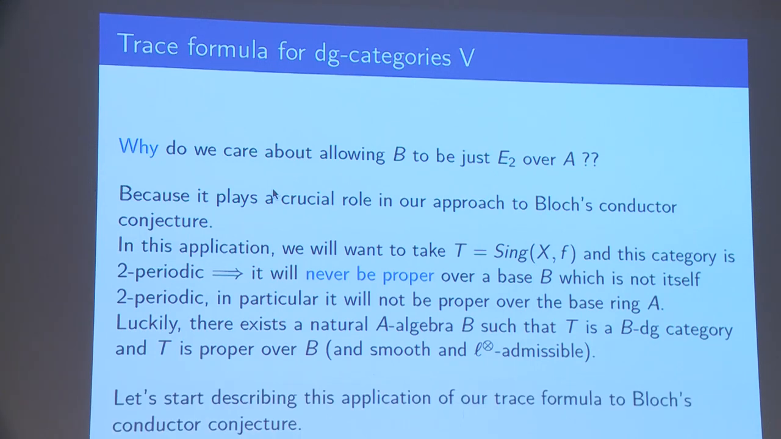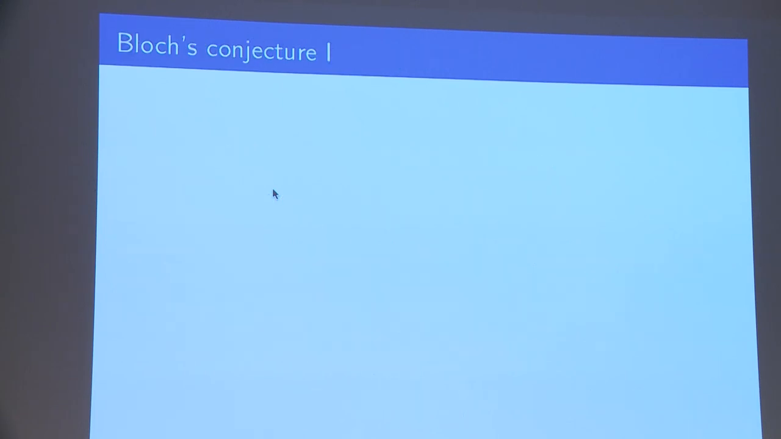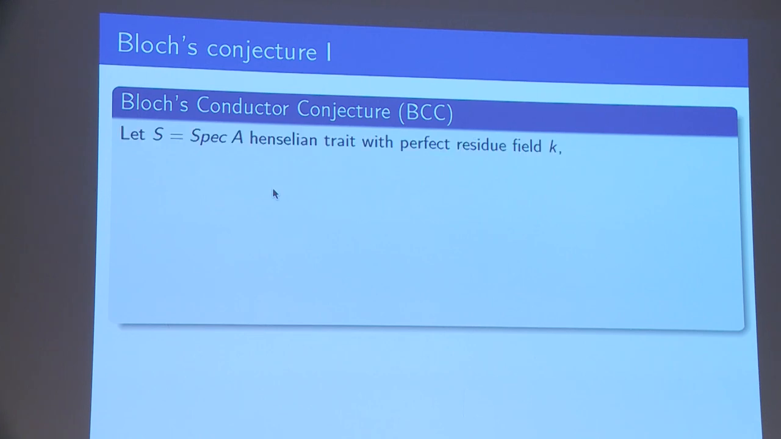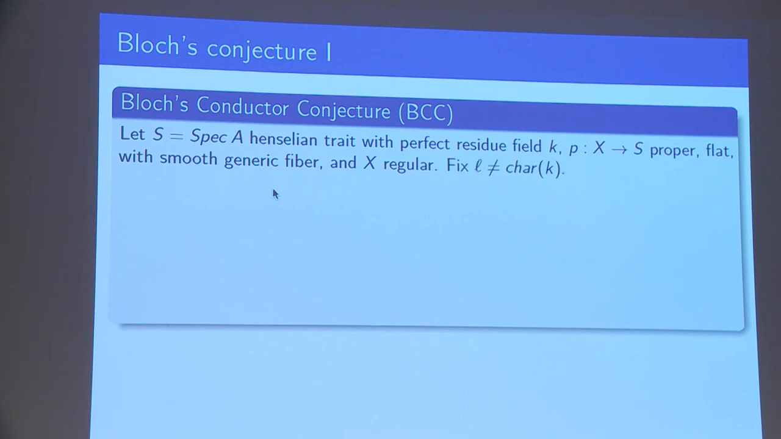So I want to describe the application to Bloch's conductor conjecture. So let me state the conjecture. We start with a Henselian trait with perfect residue field k. You pick a scheme X which is over S proper and flat, with smooth generic fiber, and then you assume also that X is regular. You fix l, which is different from the residue characteristic, and then you have this formula here, which also appeared in Saito's talk. So the left-hand side is an intersection theoretic term, and the right-hand side is an l-adic sheaf theoretic term.